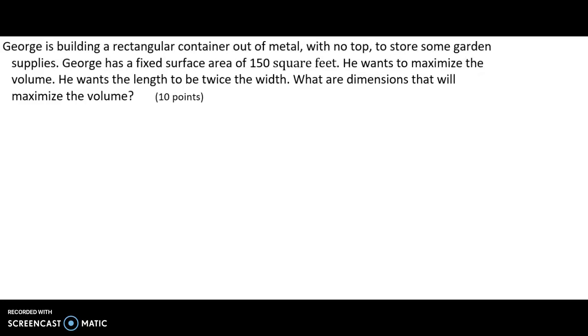George is building a rectangular container out of metal, no top, to store some garden supplies. Fixed surface area of 100 square feet, maximize the volume. He wants the length to be twice the width.